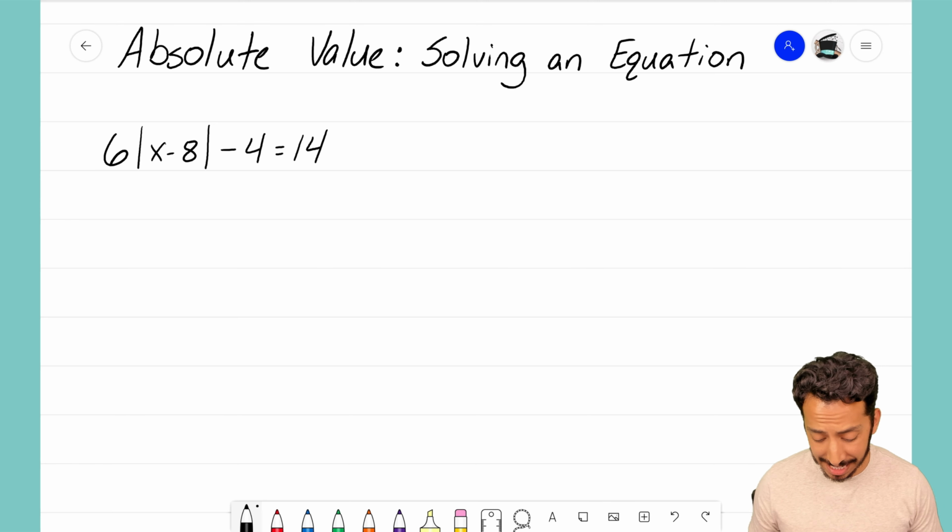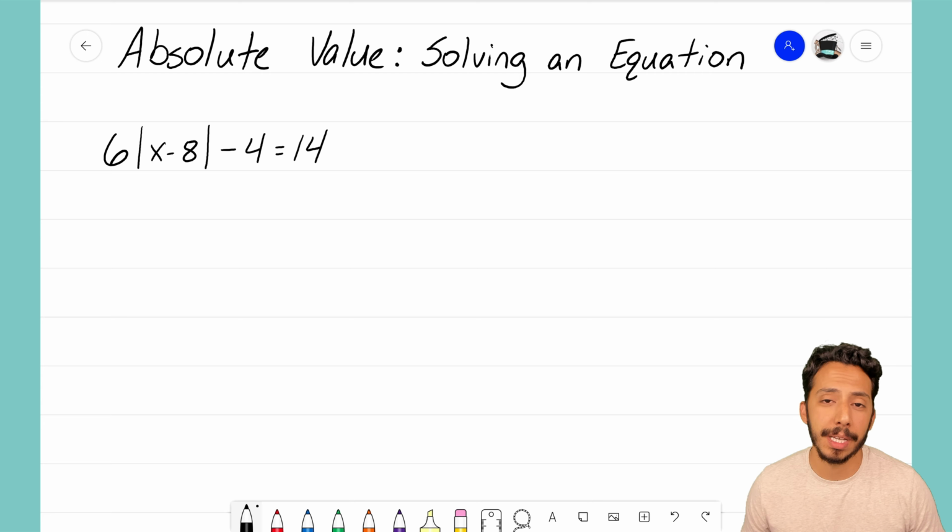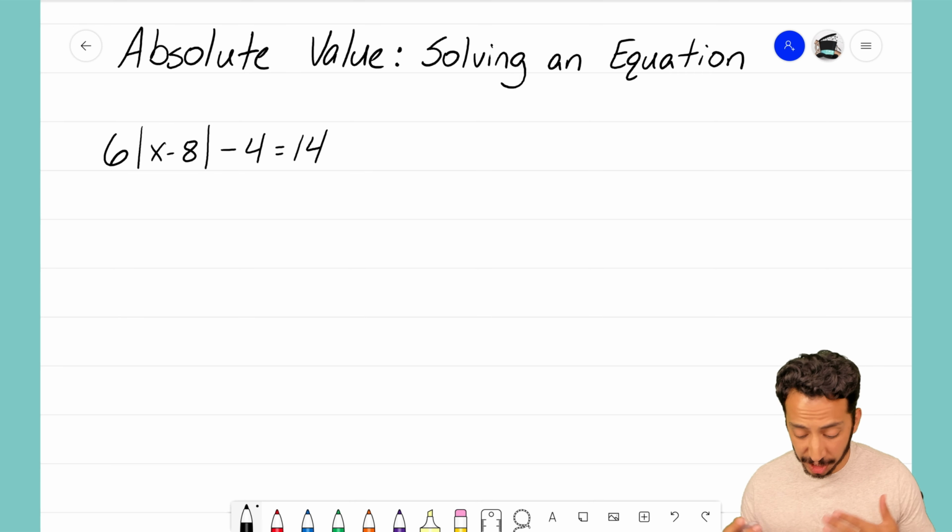We have 6 times the quantity |x minus 8|, minus 4, equals 14. But notice x minus 8, we're taking the absolute value of that quantity. So we're going to have to figure out how we can solve this problem when we have a lot going on with this example.